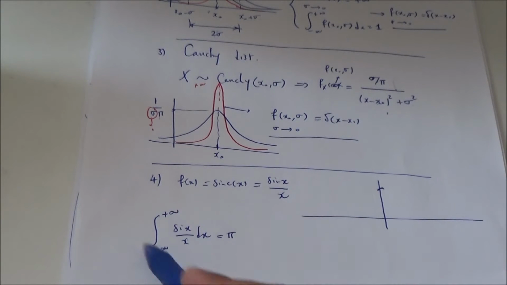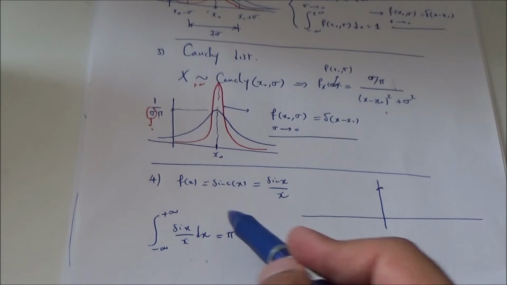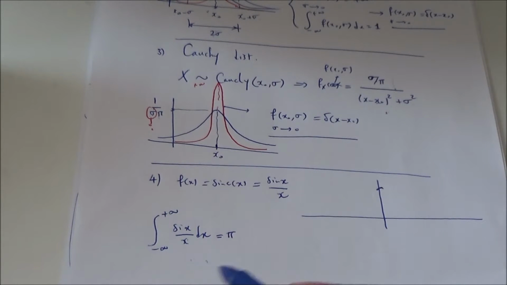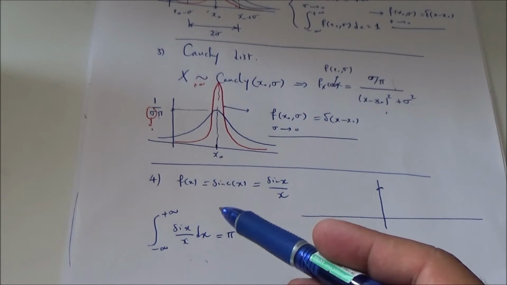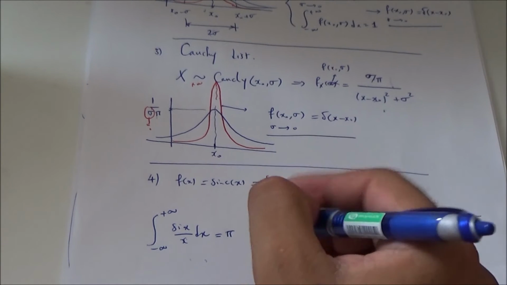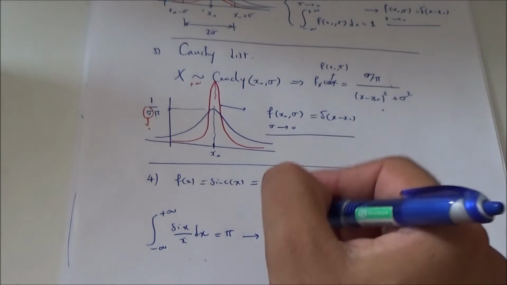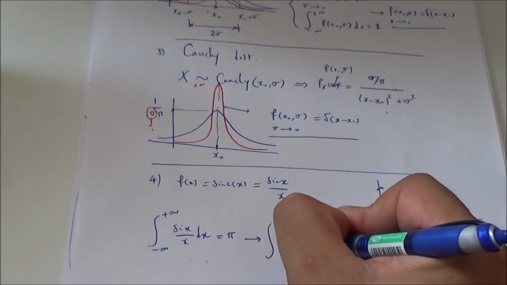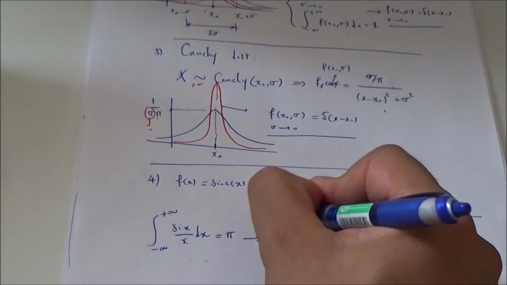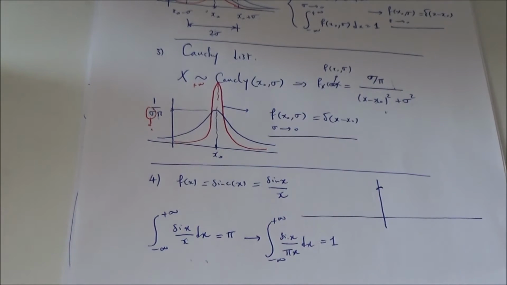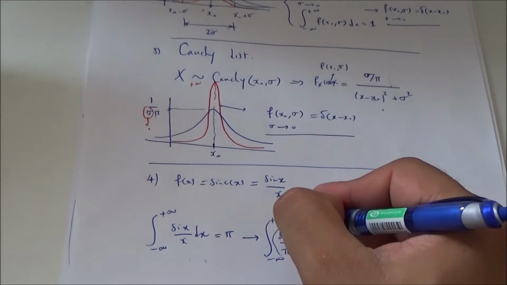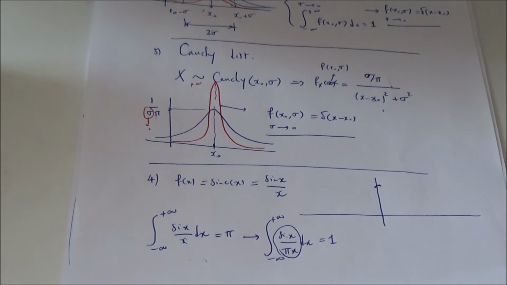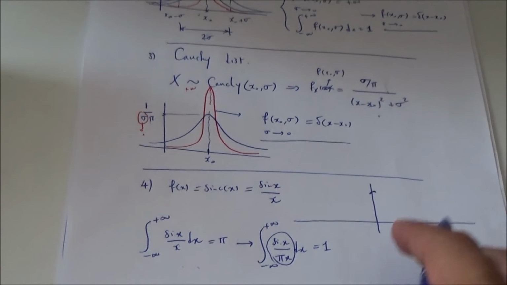Now I will not try to show this formula, but I will prove another, much more complex integral a bit later. So now from this theorem, from this formula, in fact, I can say that the integral of sine x over pi x dx from minus infinity to plus infinity is equal to 1. So this function could be interesting for us.